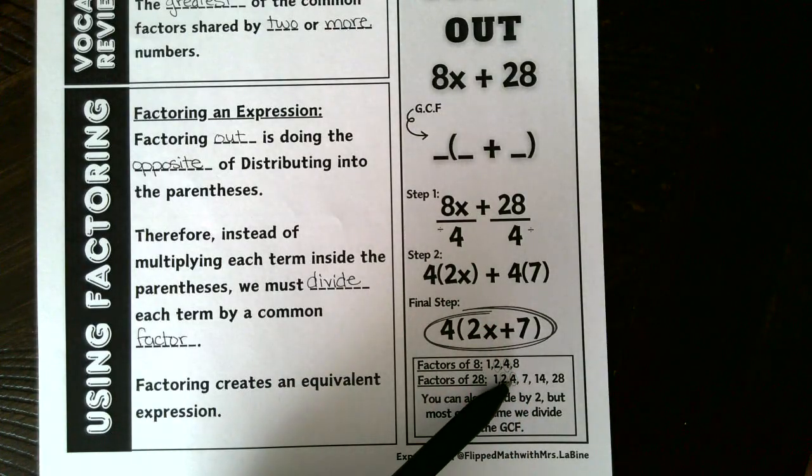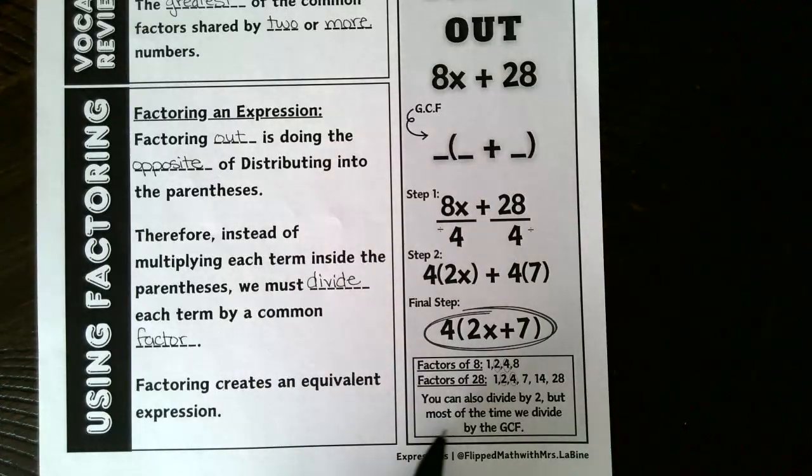Okay, so I chose to go by 4, but sometimes, like I said down here, you can also divide by 2, but most of the time we divide by the greatest common factor. So if it's something that is really challenging for you, you can divide by 2, but it's going to end up giving you more work. So definitely find the factors of each number. You can write it out just like I did, and then you're going to find the largest one that they both share. So in this example, it's 4.